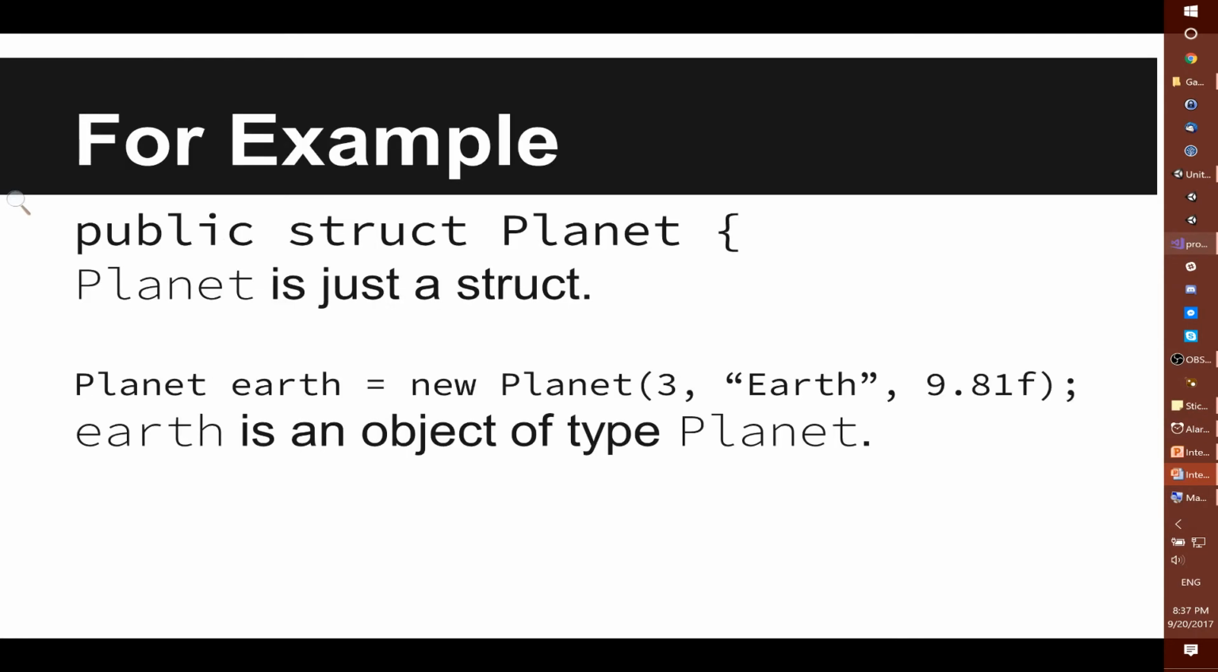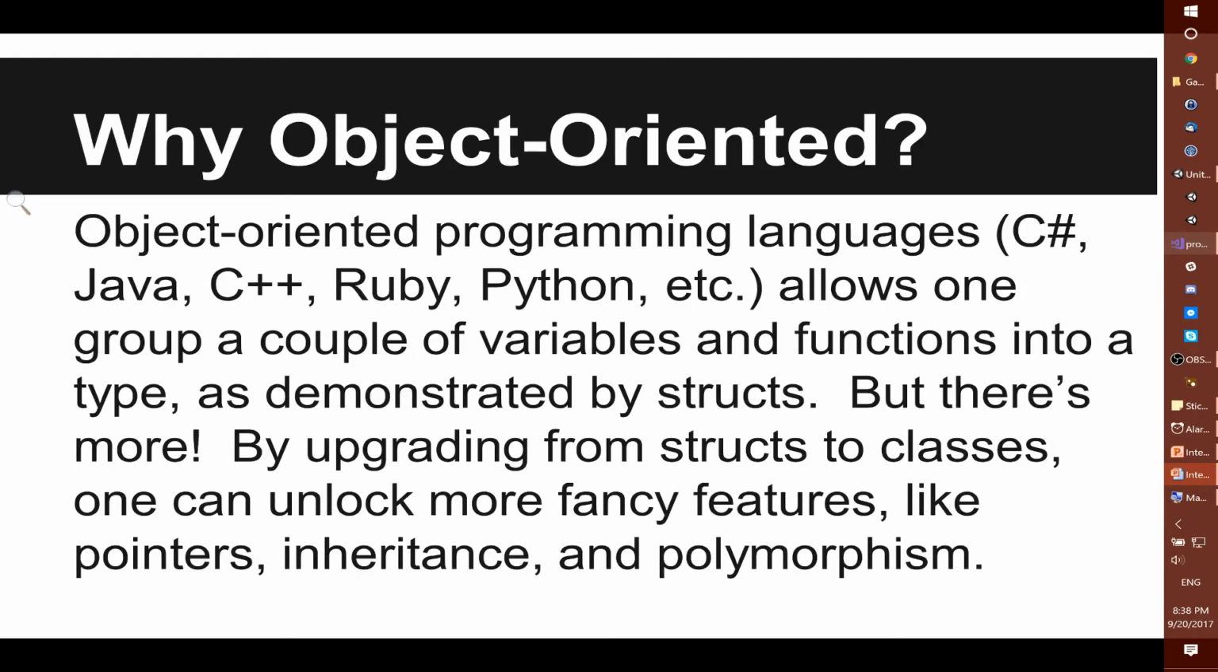But yeah, here planet is just a struct. It's a definition of what the variable planet contains, but in and of itself contains no data. Earth is an object because it contains data, the ID being 3, the name being Earth, and acceleration 9.81, as a type of object type planet.